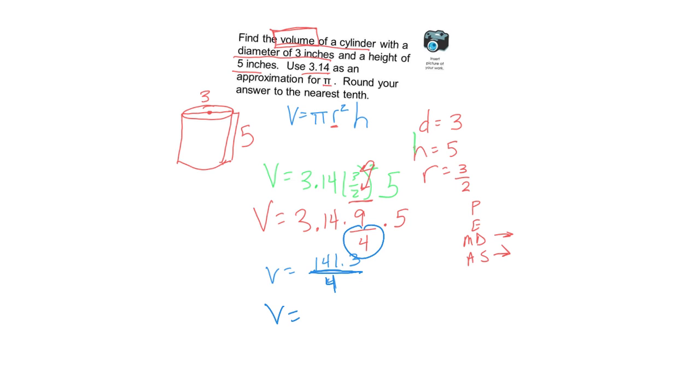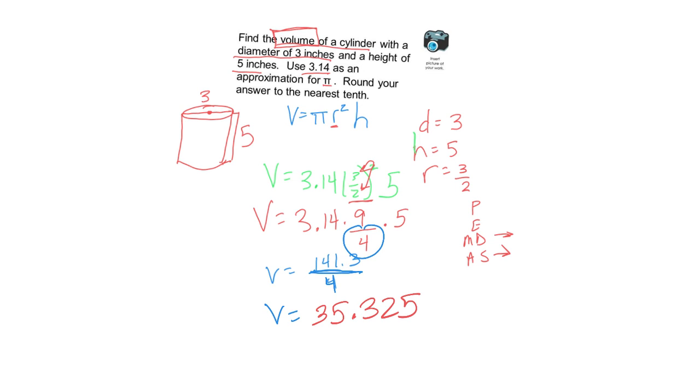Okay, I don't have a calculator, so I'm going to actually ask Alexa. Alexa, what is 141.3 divided by 4? 141.3 divided by 4 is 35.325. And then I'm using my brain to check her.